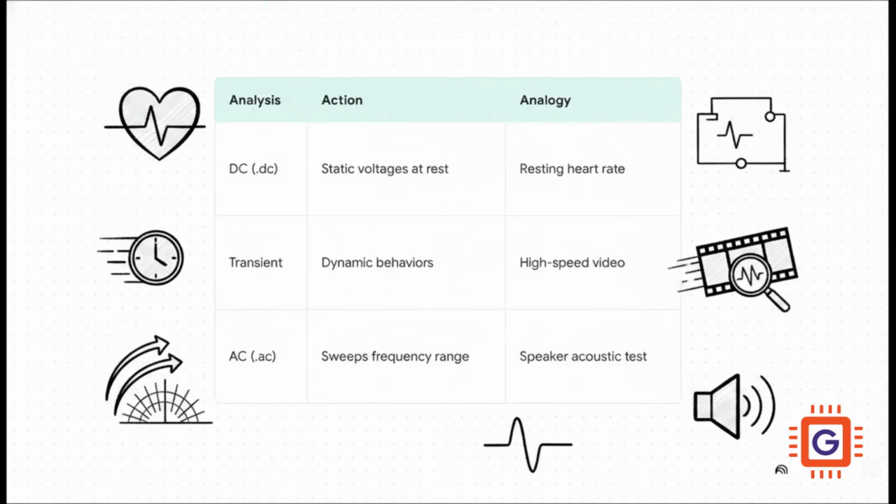First in the kit, we have the DC operating point, or .DC. This calculates static voltages and steady-state nodes when the circuit is just resting. It's literally like checking a patient's resting heart rate before making them run on a treadmill.